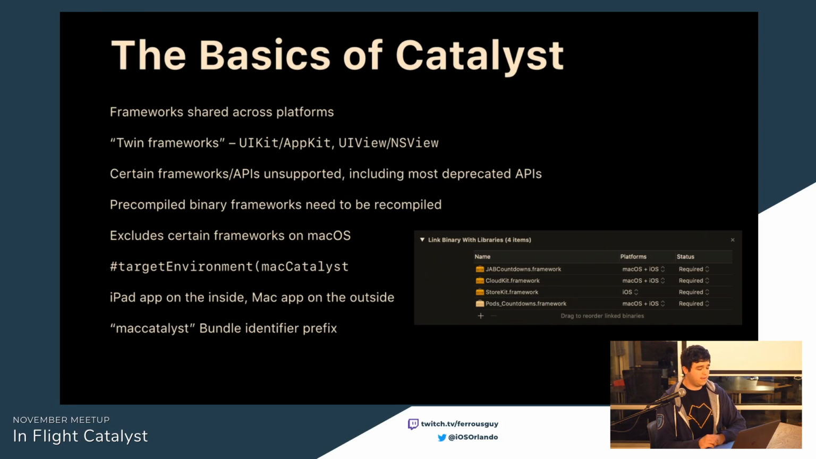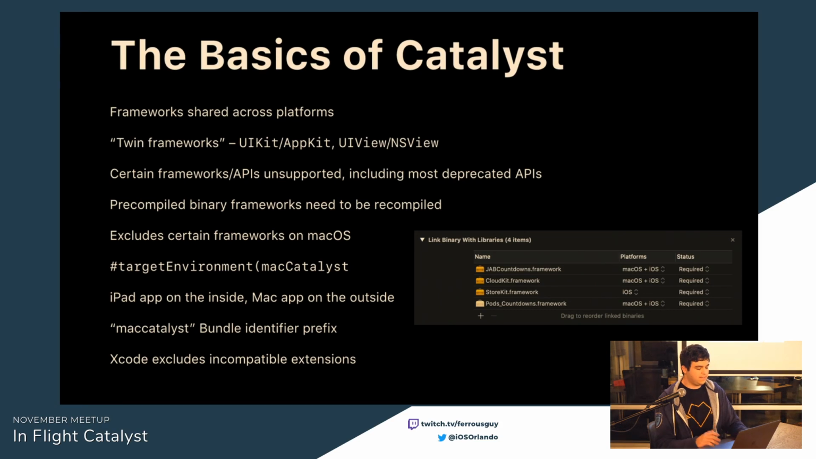One other thing that Catalyst will do is that it actually creates a separate bundle identifier for you. So your Mac version of your app has Mac Catalyst added to the beginning of it, and you can't change that. So if you have any code that relies on your bundle identifier, you need to think about how to make that work with this prefix instead.